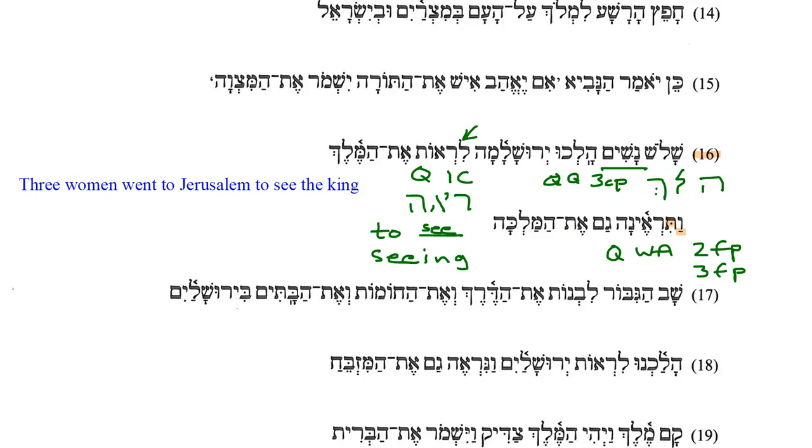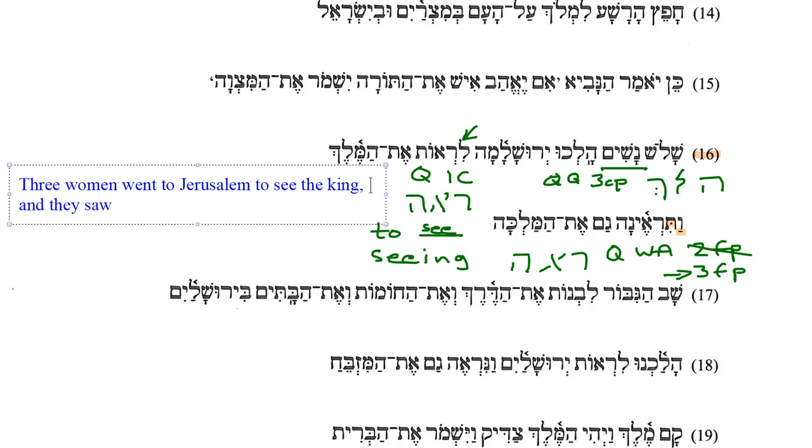And since we're talking about three women all the way through, it looks like this is going to be third feminine plural. And the root will be the same as what we had before, ra'ah, to see. So three women went to Jerusalem to see the king, and they saw, that's what our verb is telling us. Gam is also, and then et Hamalka, direct object marker. Et Hamalka is the queen. So they saw also the queen, or we might translate that into better English, and they also saw the queen.